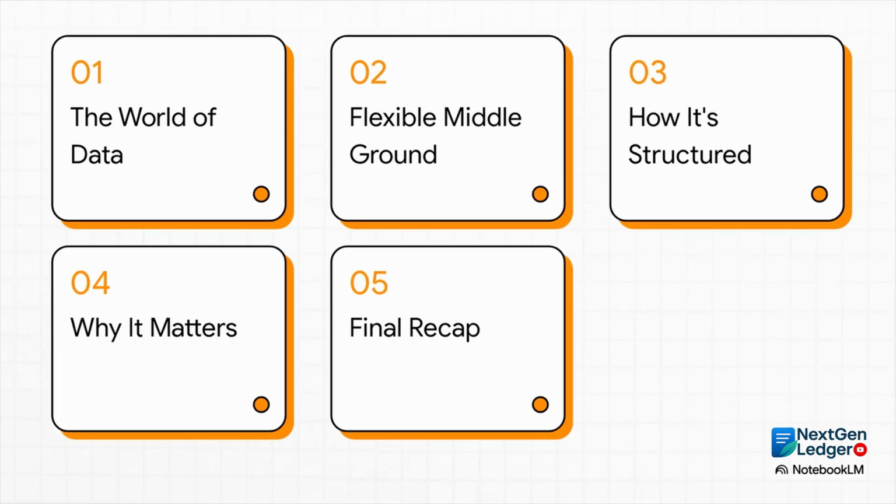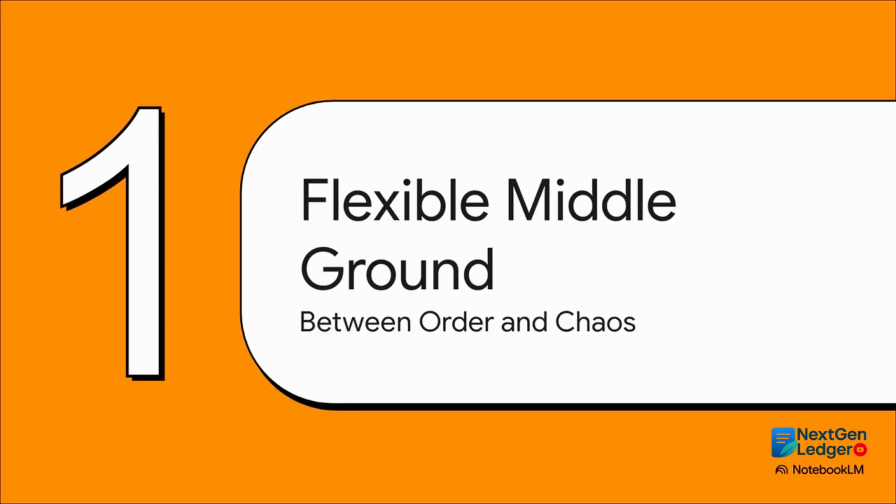So here's our game plan. First, we're going to find that flexible middle ground between all that order and chaos. Then, we'll look at how it's actually built, using formats you definitely see every day. After that, we'll get into why this is a huge deal, using online shopping as our example. And finally, we'll wrap it all up with a quick recap. Let's get into it.